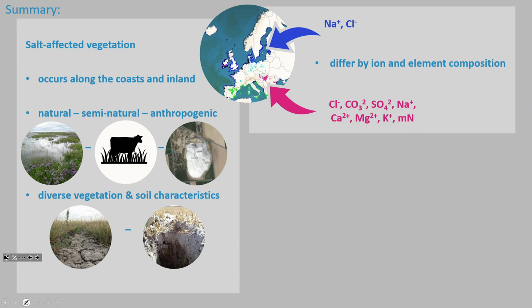But in the inland situations, not only in the Pannonian Basin, but also in the inland sites in Germany and in the Mediterranean, you have very different kinds of ions and elements that contribute to salinity. And then we have natural sites, we have semi-natural sites that are maintained by mowing or grazing, and we have those anthropogenic sites, and we have a diverse microtopography, diverse vegetation in relation to diverse soil characteristics.